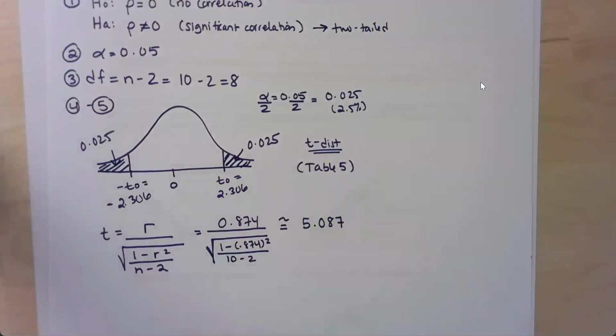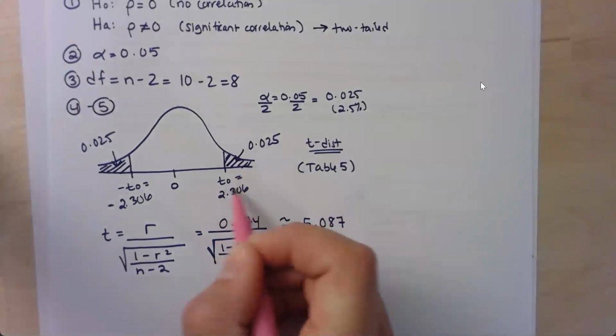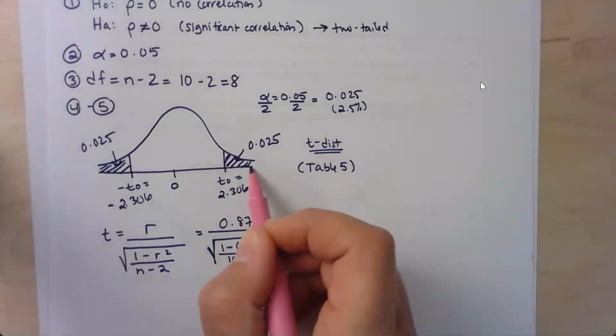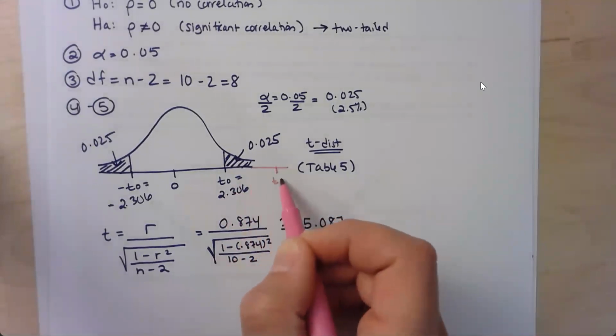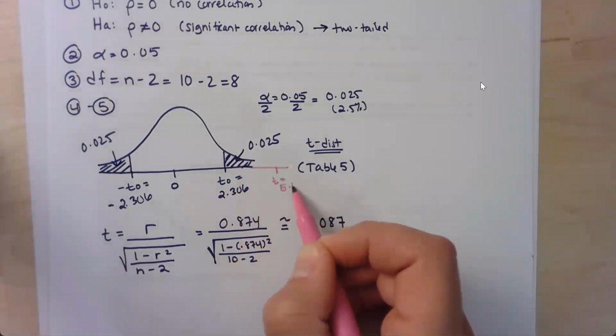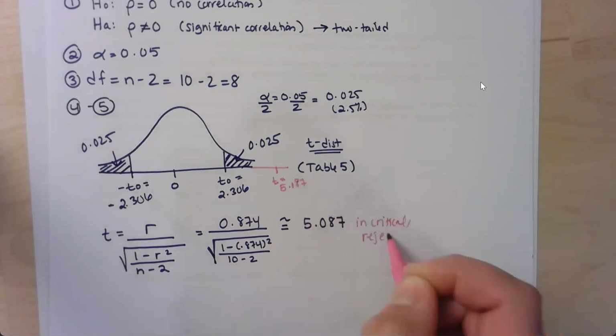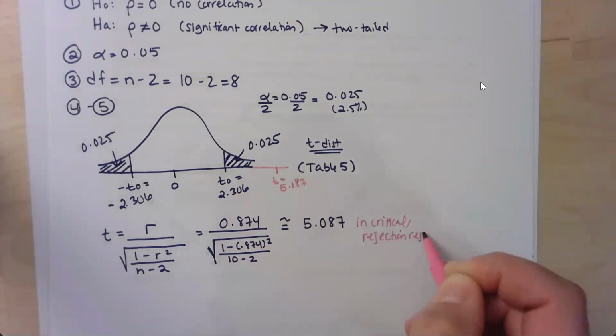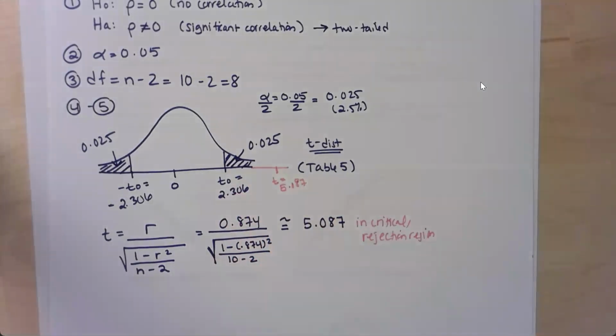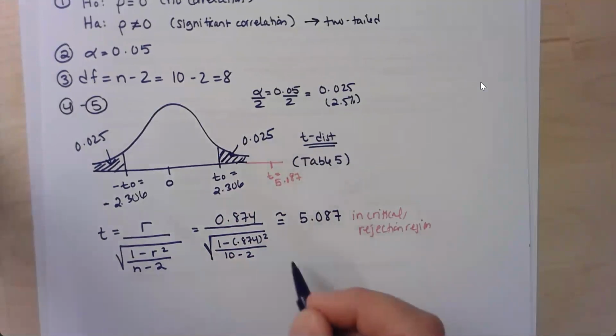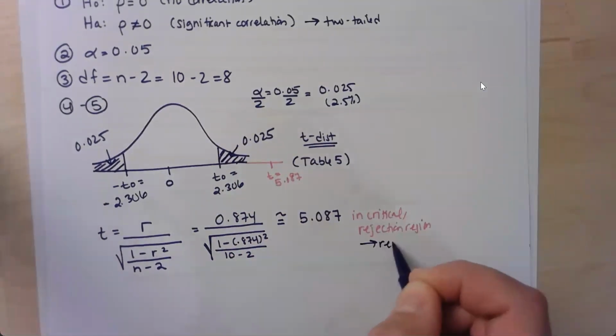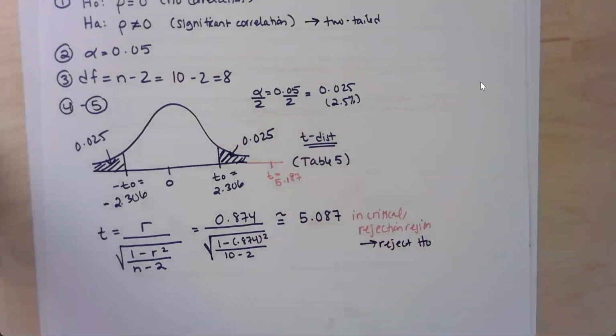So 0.5087 is going to lie way, way, way over here, right? So here our critical value is 2.3. So it's probably somewhere way over here, even further. So it is definitely in the critical or rejection region. All right, so remember those shaded regions are your rejection regions for the null hypothesis. So in this case, we are going to reject the null hypothesis.